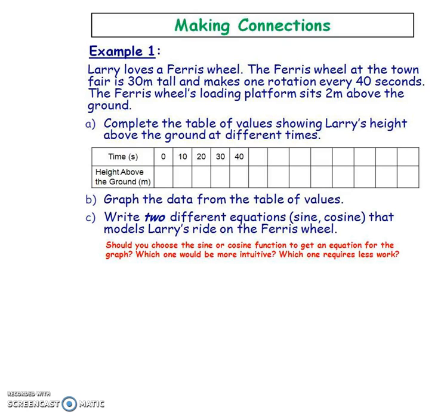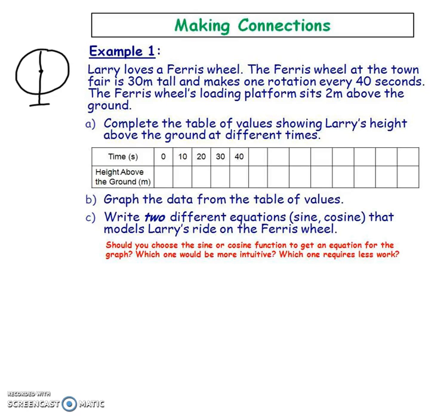So what we want to do is finish the table, graph it, and then create two equations for them, one sine equation and one cosine equation. This question doesn't have to do with IROCs, but it reviews our sinusoidal information, okay?